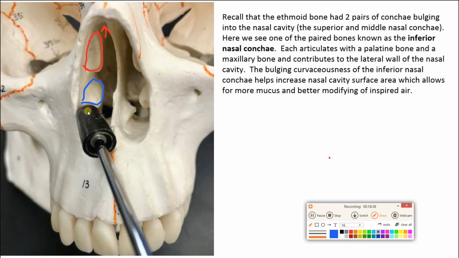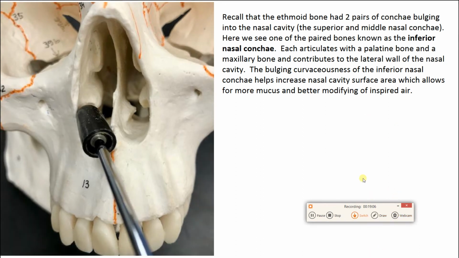Okay? So articulating with your palatine and your maxillary, helping to form that lateral wall of the nasal cavity. It is going to bulge. And the fact that it bulges gives us more surface area. More surface area, remember, means more mucus. More mucus means we're better able to modify, in other words, filter, warm, and humidify the air that we breathe in. So hey, that's it for the pair of inferior nasal conchae.